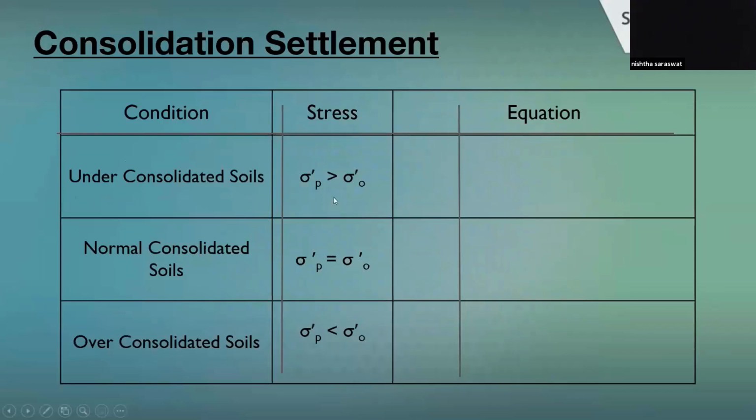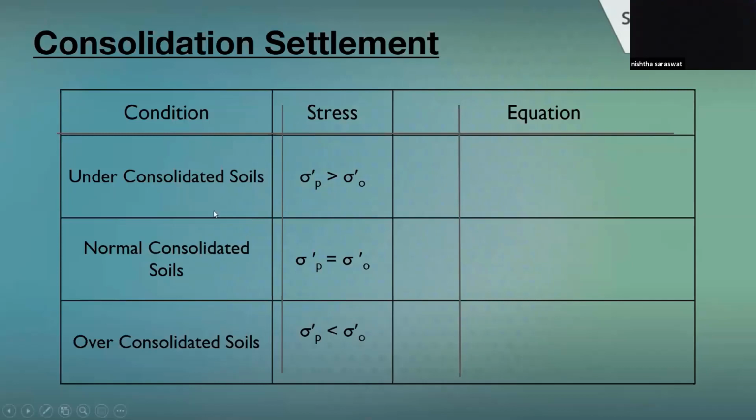Coming to the condition for fine-grained soils, for example, in a place where I'm going to build my foundation, previously there might have been conditions of higher loads existing on it. For example, there would have been some glacier or mountains or other geological features which would have stressed my soil more than the loads which I'm going to apply. On the basis of that, there's a term called pre-consolidation pressure, which is evaluated by doing a lab test on the soil sample. So sigma p is the pre-consolidation pressure which we get from the soil test.